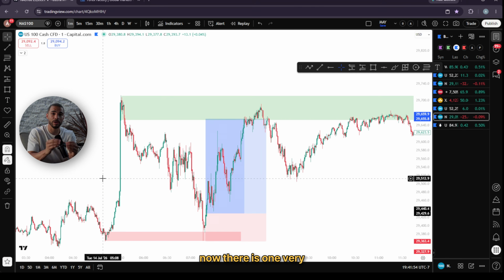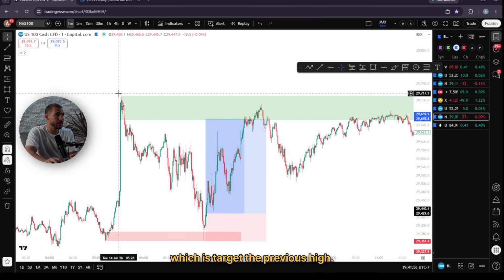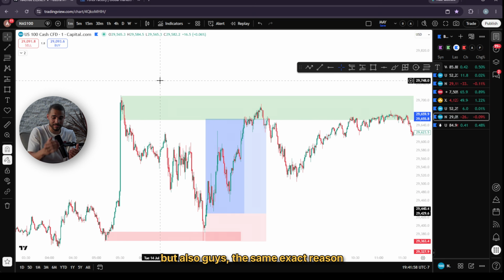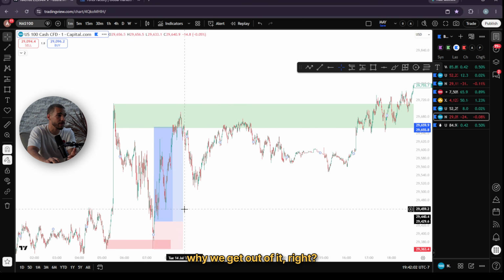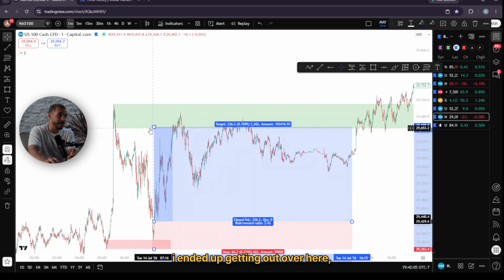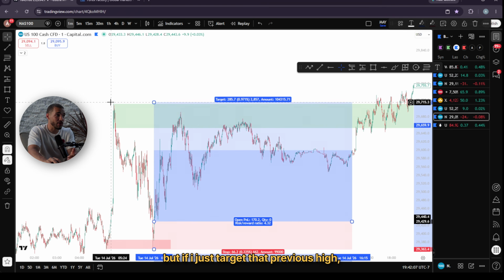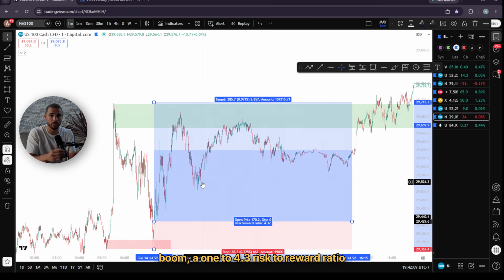Now, there is one very simple rule of thumb, which is target the previous high. But also, guys, the same exact reason why we get into a trade has to be the same exact reason why we get out of it, right? And you guys can see price, I end up getting out over here. But if I just target that previous high, boom, a 1 to 4.3 risk to reward ratio, being absolutely smashed on that setup.